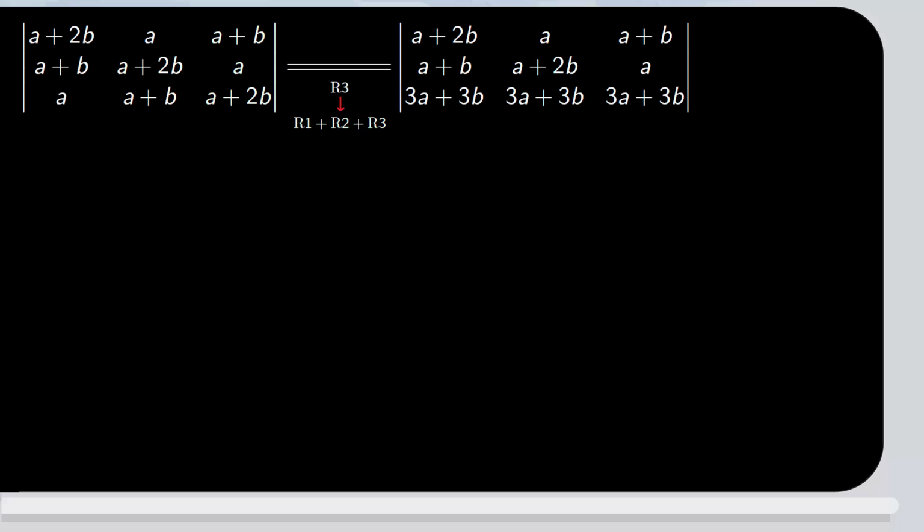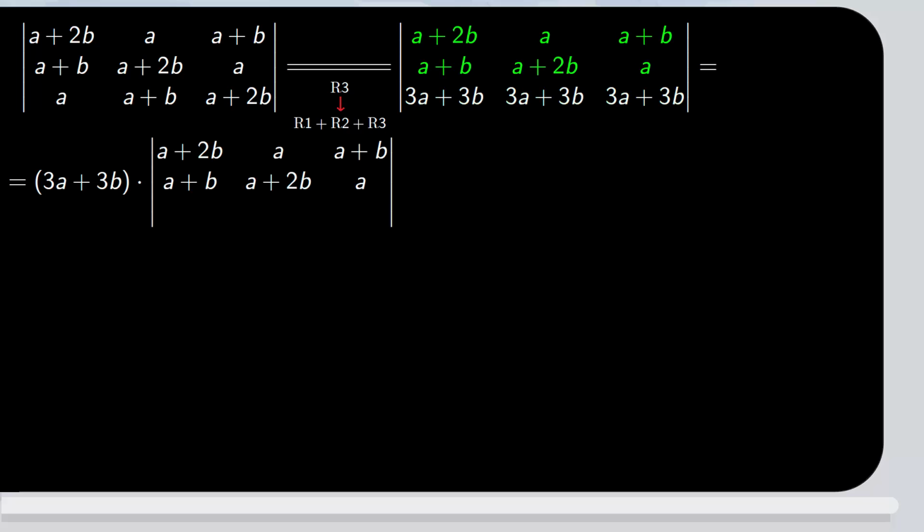So now we have as the third row the factor 3a plus 3b multiplied by 1, 1, 1. Taking 3a plus 3b out of the determinant, we have 3a plus 3b times the determinant of the matrix. We copy the first and second row, and for the third we put 1, 1, 1. Now, we could go ahead and develop the determinant, but let's think a moment.